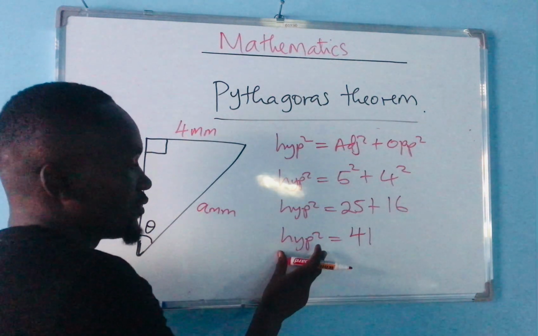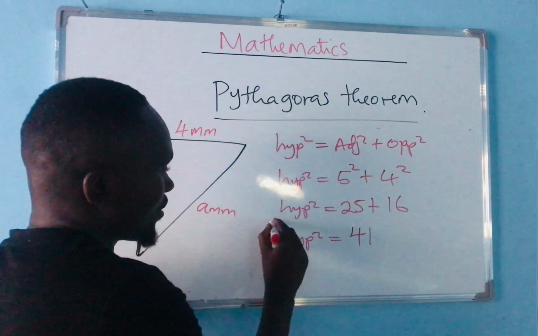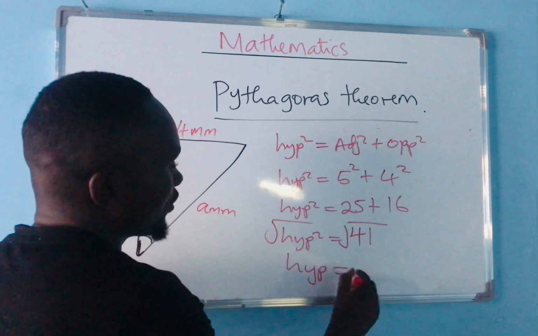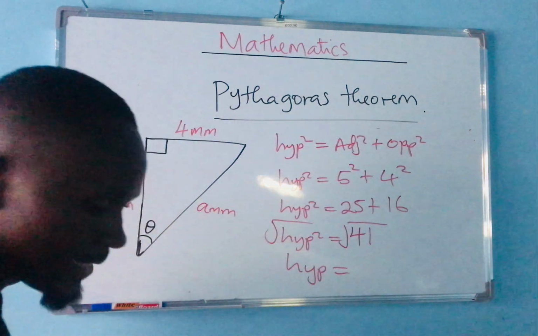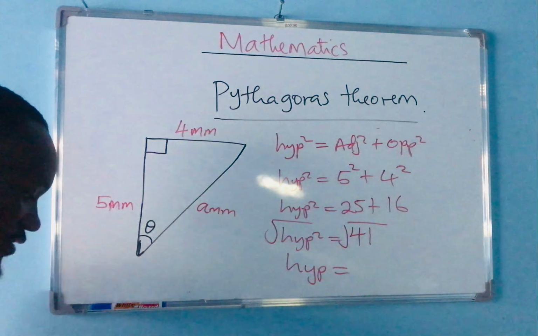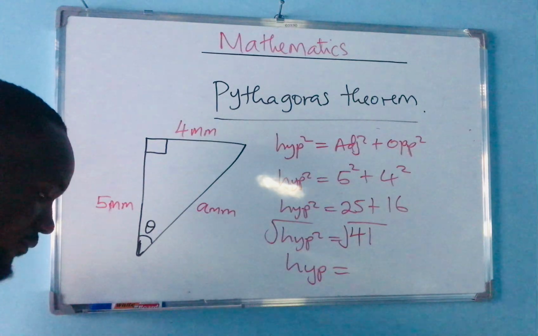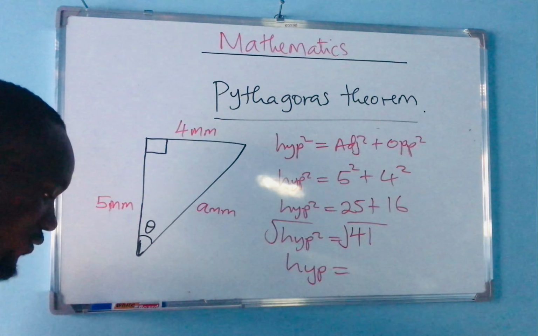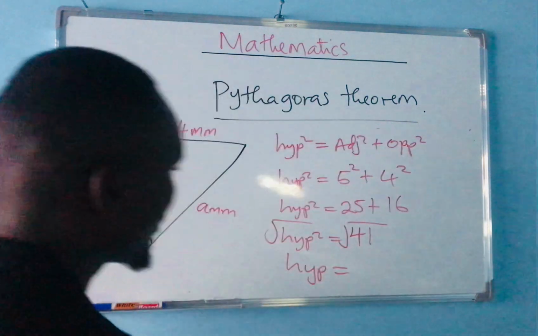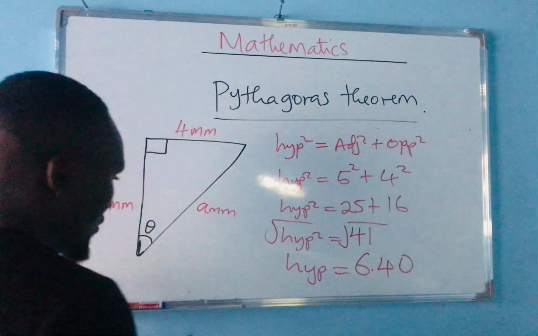Now, because we are not finding the hypotenuse squared, we're trying to find the hypotenuse, we will introduce the square root. So the hypotenuse will be equal to the square root of 41. You can pause the video and try to find the square root of 41 yourself. I'm doing it right now. The square root of 41 is basically 6.4, so this will give us 6.40.